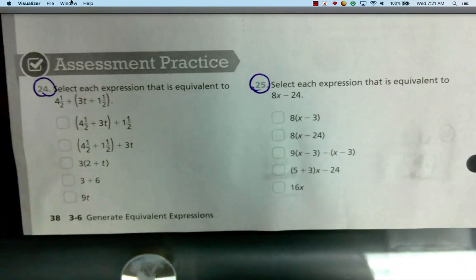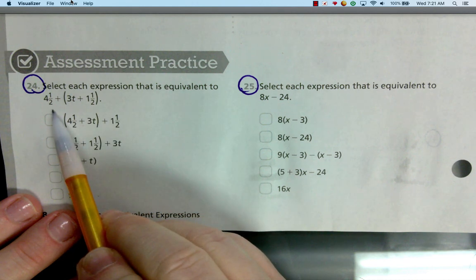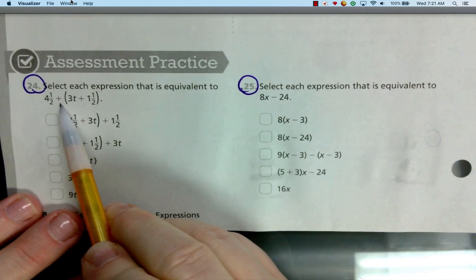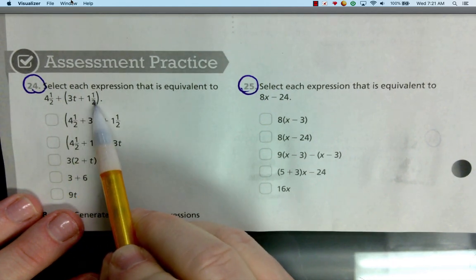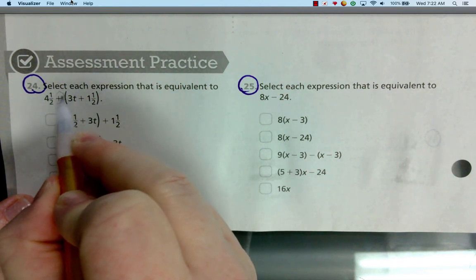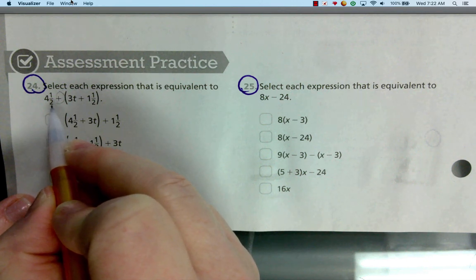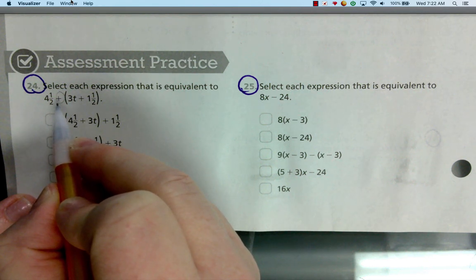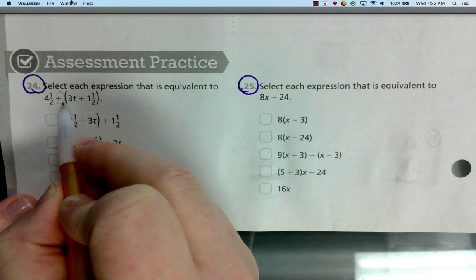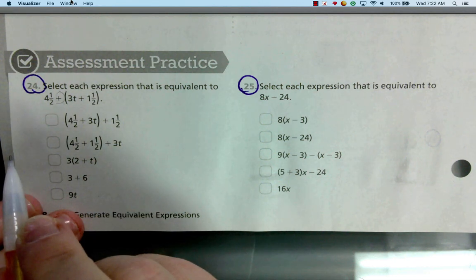And TCAP practice. So you're going to select each expression that is equivalent to 4/2 plus 3t plus 1/2. Please note that this is not multiplication. I know we're so used to right now seeing this thinking, oh, I'm going to multiply. Okay? So you're adding, not multiplying.